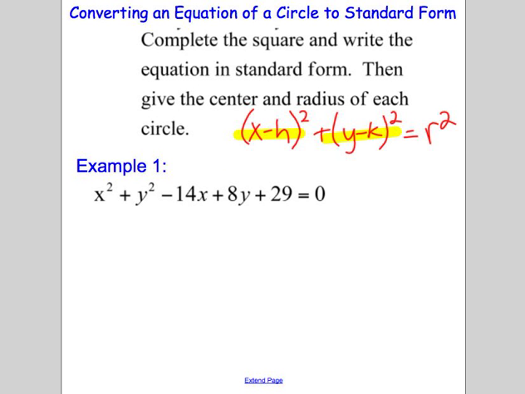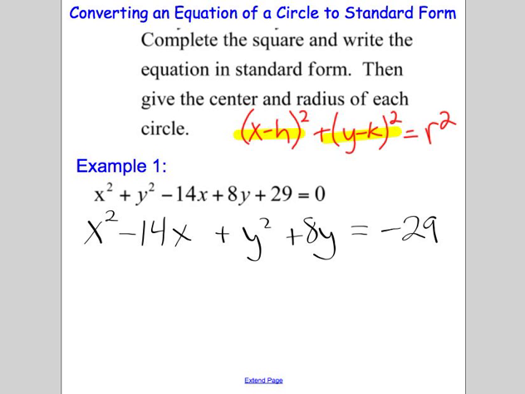So my first step is to rearrange the x's so they're next to each other, and the y's so they're next to each other, and I'm actually going to move the 29 to the other side. So I now have 2 sections where I'm going to complete the square. I'm going to complete the square here, and I'm going to complete the square here.